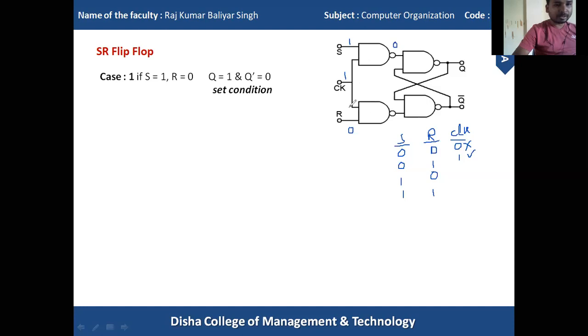Similarly, the clock is 1 here and R equals 0. In the NAND gate it becomes 1. See, the working of a NAND gate is the opposite of an AND gate. In an AND gate, when we supply 1 1 at the input terminals, the result will be 1. Clear?